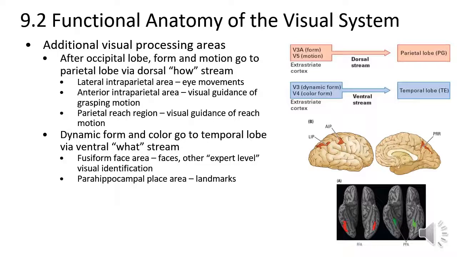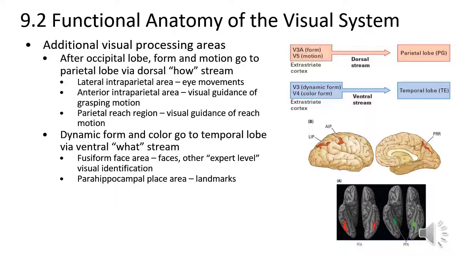There are additional visual processing areas, of course, outside of the occipital lobe. This is the dorsal and the ventral streams, and there are specific regions within those streams that we do know about their functions. So there's the lateral intraparietal area in the dorsal stream that's responsible for eye movements, or is involved at least in eye movements. The anterior intraparietal area is involved in the visual guidance of a grasping motion, if you're going to grasp a pencil to pick it up. And the parietal reach region, true to its name, is responsible for the visual guidance of a reaching motion. So if you reach out and grasp something, you're using both of those areas of the brain, both of those latter two.